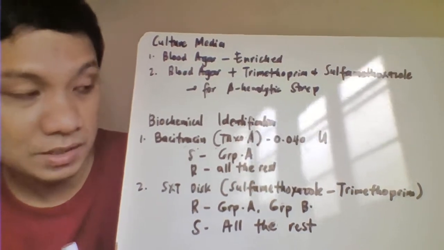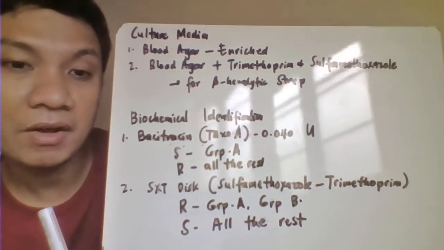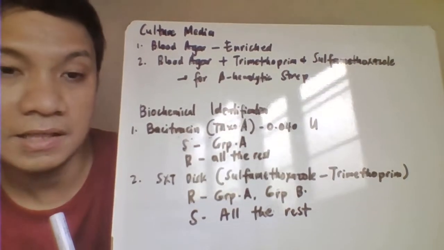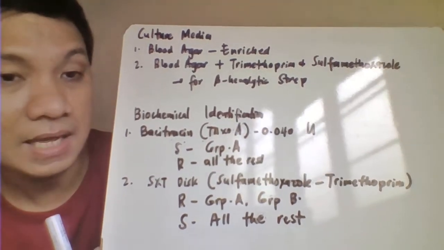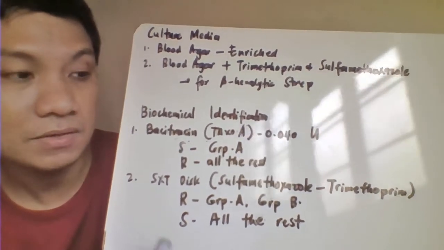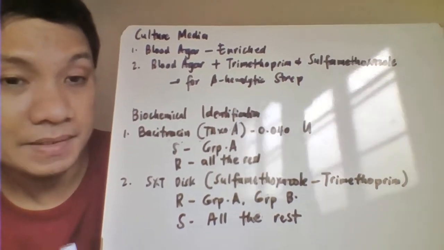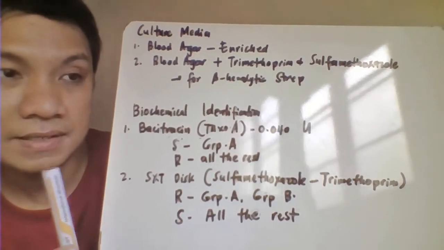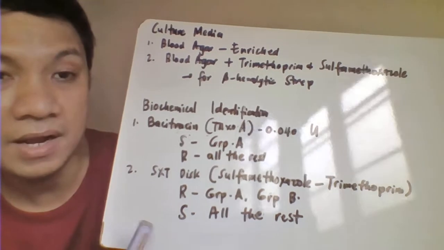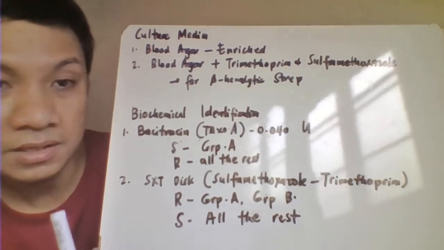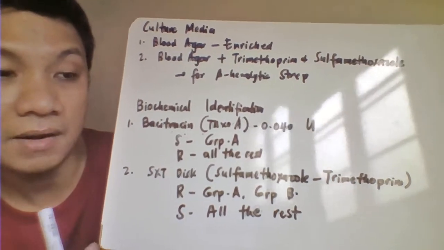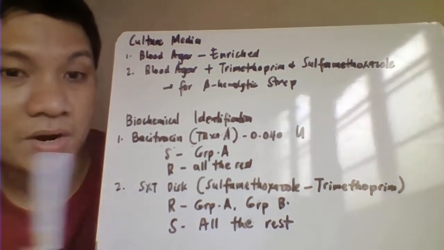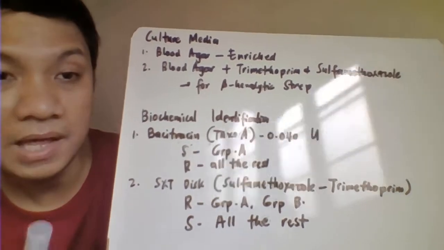Okay, now we have different biochemical reactions that help us differentiate the different species of strep. The first one, we have antimicrobial susceptibility with bacitracin, the antibiotic bacitracin. Another name for that is Taxo A. The Taxo A or bacitracin is at a concentration of 0.04 unit. So for bacitracin, group A, Strep pyogenes, will have a susceptible result. All the rest of our strep are resistant. I mean to say, bacitracin is effective against Strep pyogenes, but not against the other species of strep.